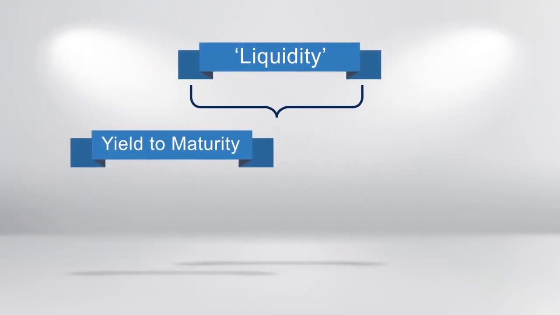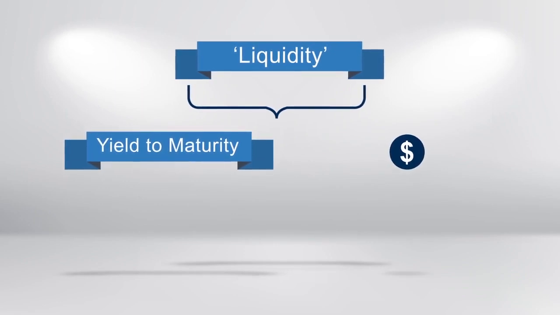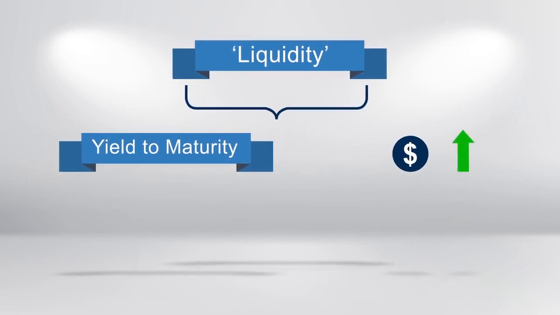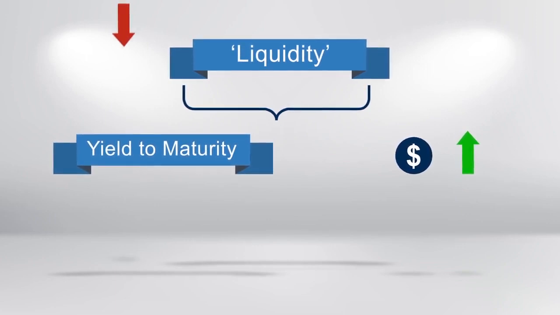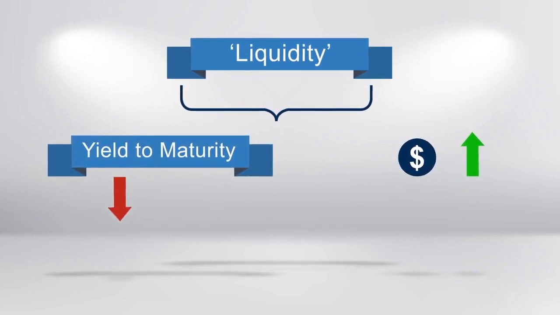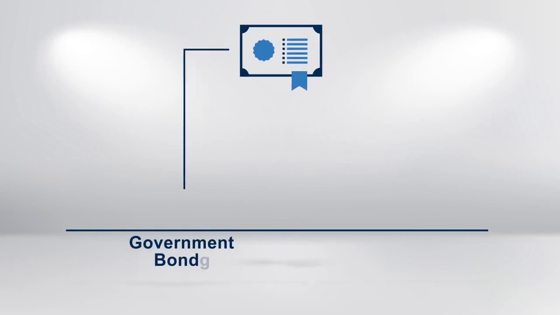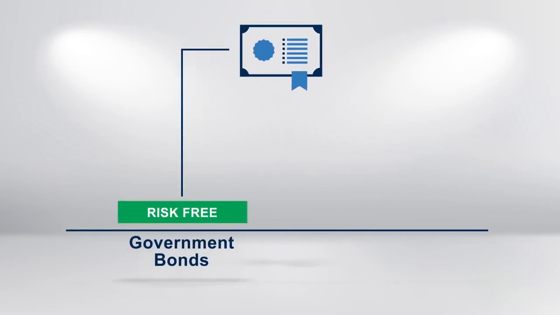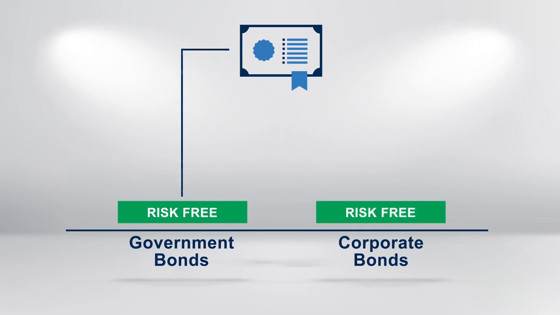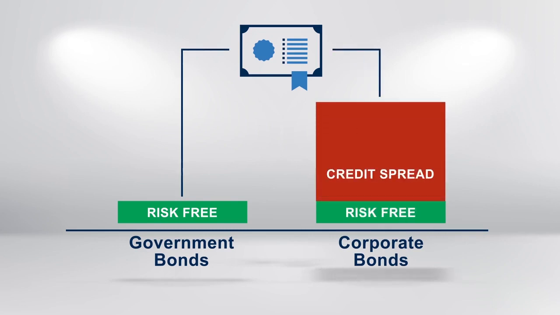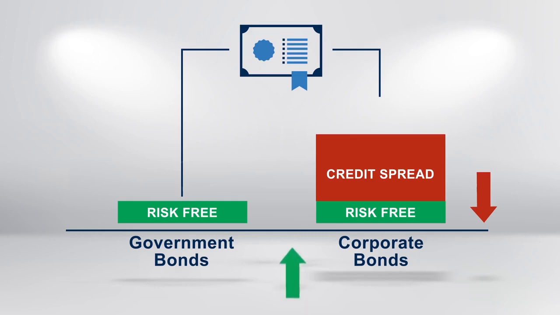The trading liquidity of a bond can also affect its yield to maturity and therefore its price. The price of a bond will rise if it is in demand by investors. This will cause its yield to maturity to fall. Government bonds typically trade at the risk-free rate for a currency, but be aware that there are exceptions to this rule. Corporate bonds trade at the risk-free rate plus a credit spread. Increases in the credit spread will cause a bond price to fall. Reductions in the credit spread will cause a bond price to rise.